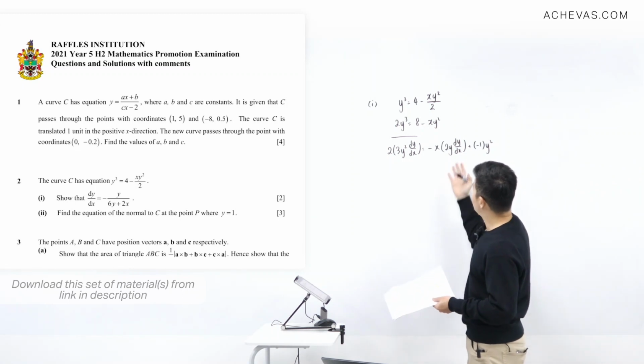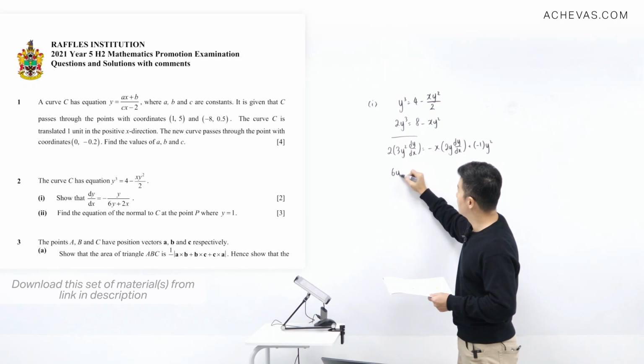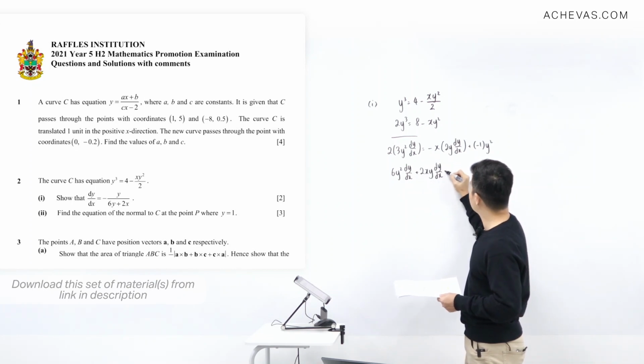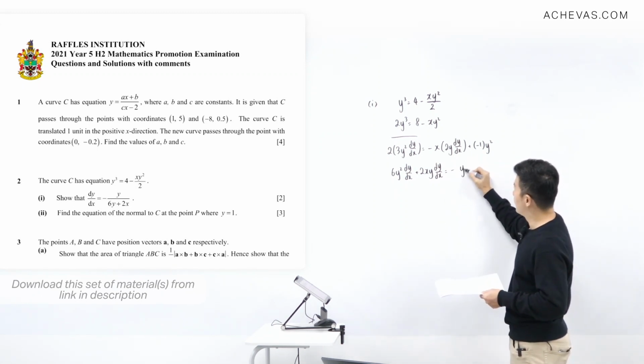So I'm going to bring this over to the left-hand side. So this will be getting a 6y squared dy/dx. Then this, bring it over to the left-hand side, it is going to be plus 2xy dy/dx. This is going to be equal to negative y squared.